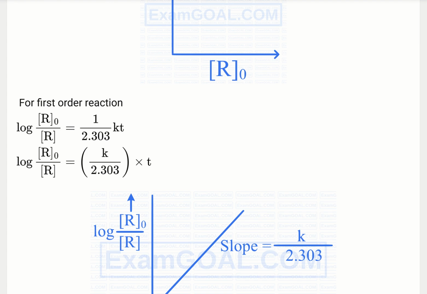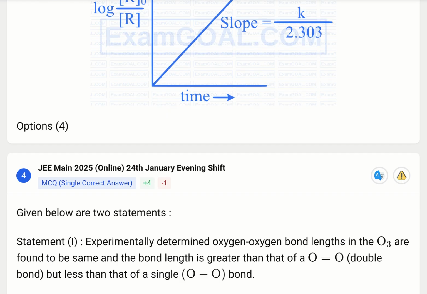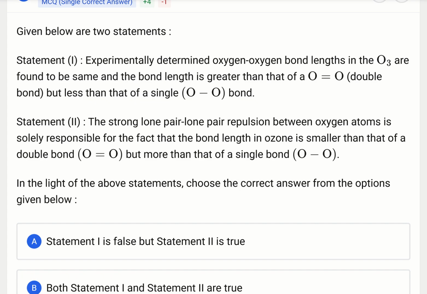Anyone would have solved this question very easily. I remember a few of my students had this paper. Now, the experimentally determined oxygen-oxygen bond lengths in O3 are found to be the same. Exactly, that is true. O3 bond lengths are the same. Why? Because ozone exists as this.